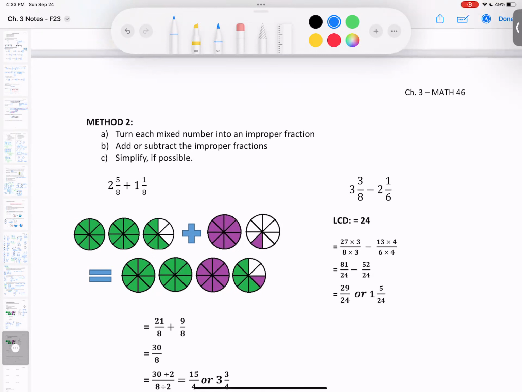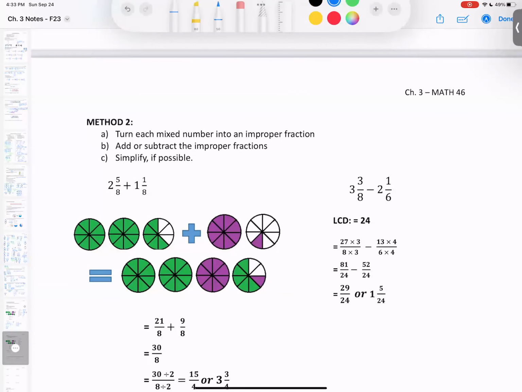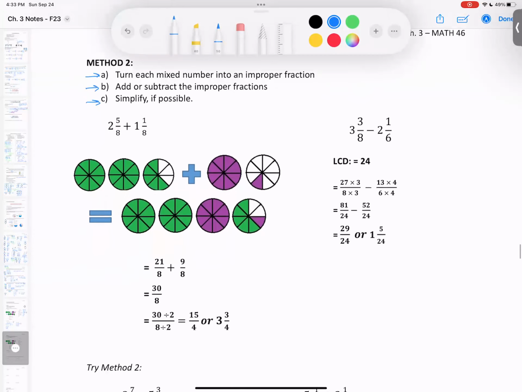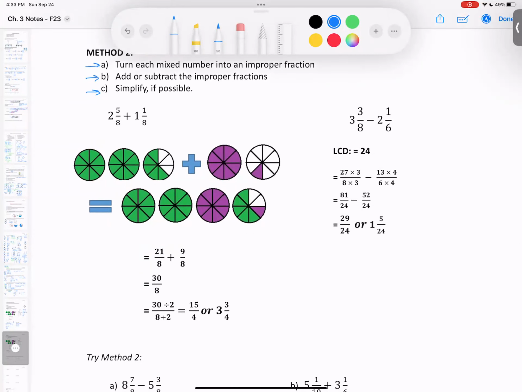The second method is we can just turn each of those mixed numbers into improper fractions. Then we're going to add or subtract them and simplify. Okay, so the same example we did in method 1, now we're going to convert to improper fractions. So remember, that's the boomerang.